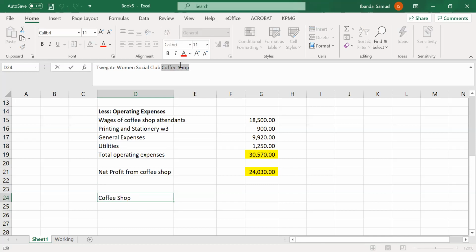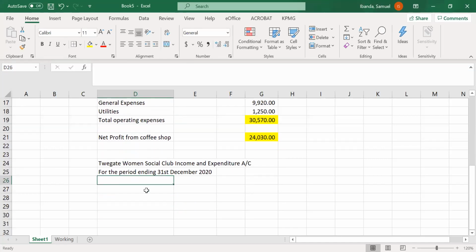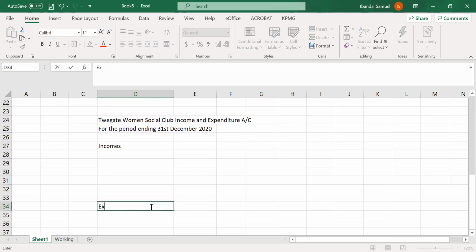So the income and expenditure in this case is the P&L for the club as a whole, okay? What you would have called the P&L, but since this is not a profit-making business, it is called an income and expenditure account. So it is also for the period ending 31st December 2020. So the income and expenditure has categories of income. It has incomes, and then it has expenditures.